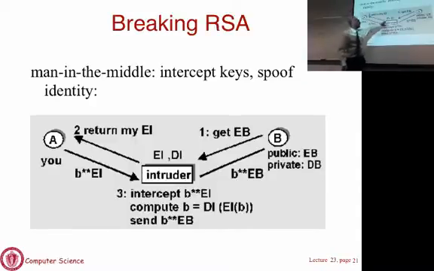The intruder intercepts that message, keeps Bob's public key, and then sends its own public key to Alice. So now Alice has gotten a different public key from the one she asked for, because the message was intercepted. The public key was swapped out with a different one.